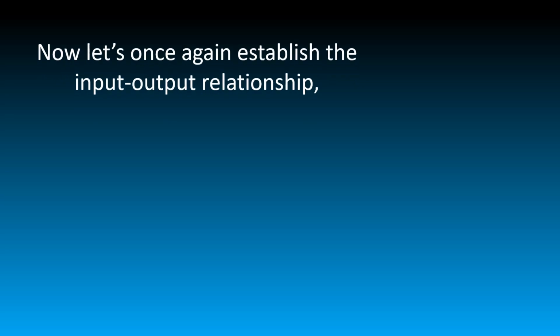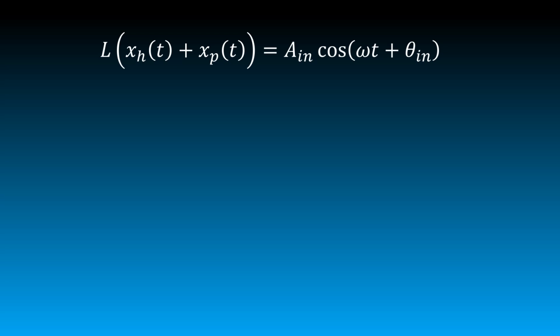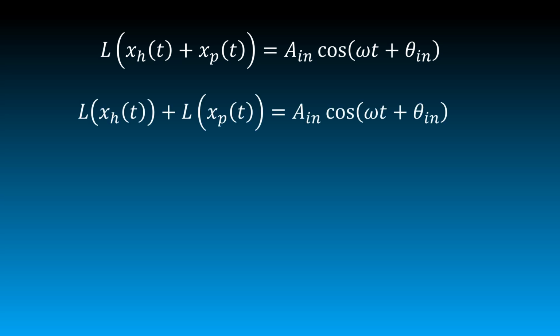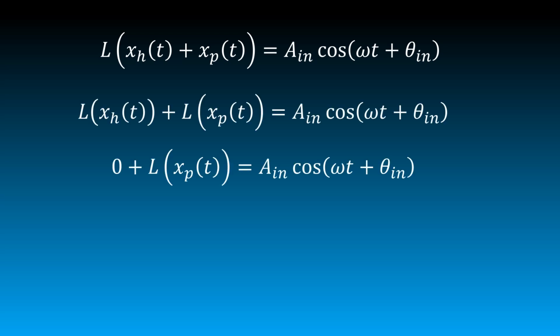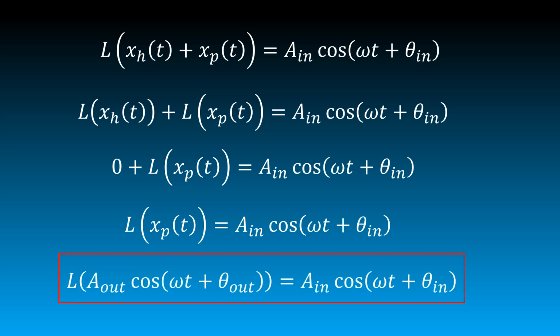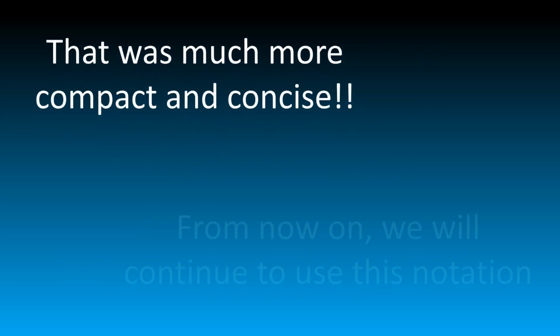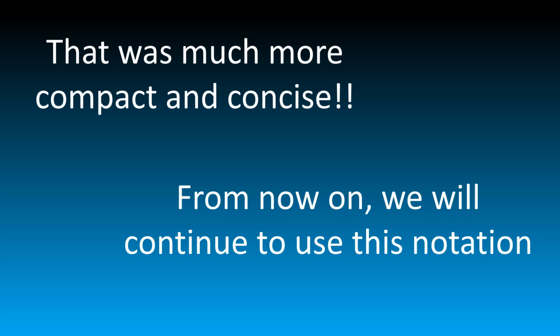Now, let's once again establish the input-output relationship, except this time, we will do it using our linear operator notation. And so right here I am just demonstrating that with the linear operator we have chosen, we get the same result, the same input-output relationship. So that was much more compact and concise. From now on, we will continue to use this notation.